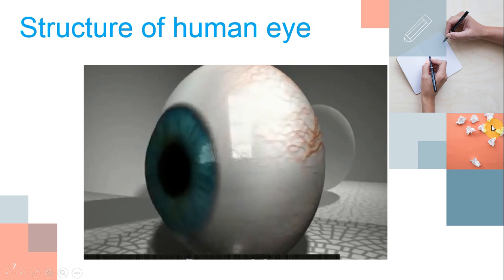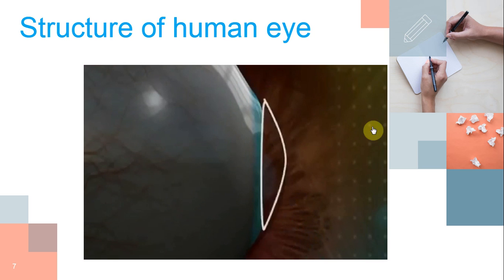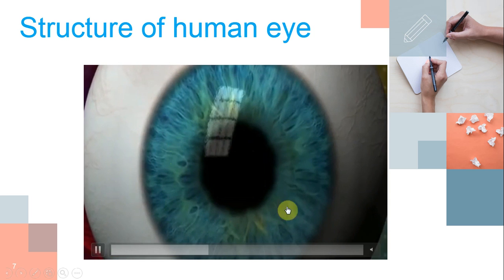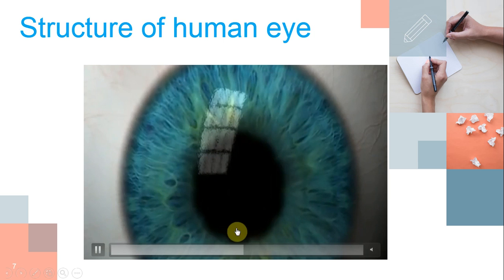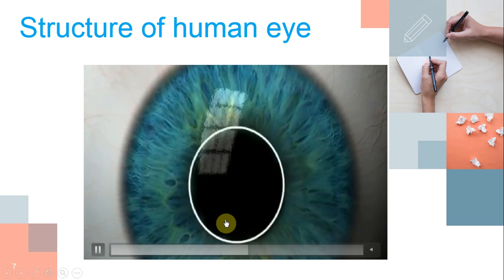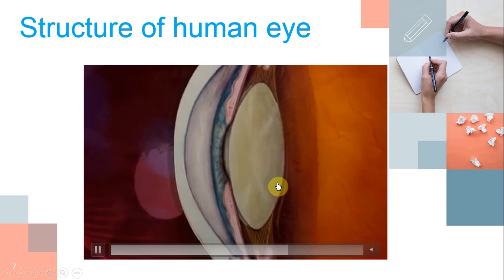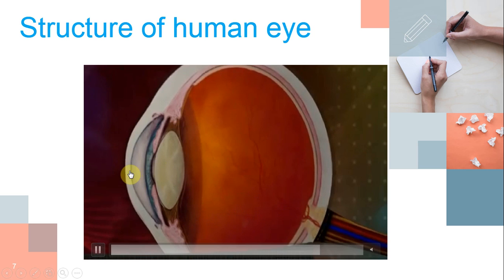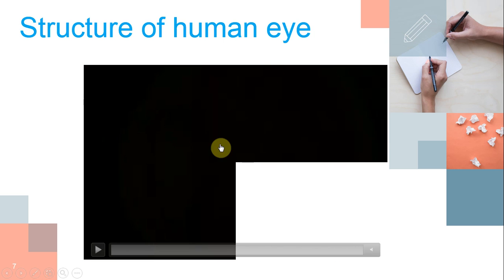It is spherical in shape and the front part of the eye is called the cornea. This is the cornea, and the colored part of the eye is called the iris. In the center of the iris is the pupil. It has an eye lens, like a convex lens. The space between the cornea and eye lens is called aqueous humor. This is the ciliary muscle. It holds our eye lens.